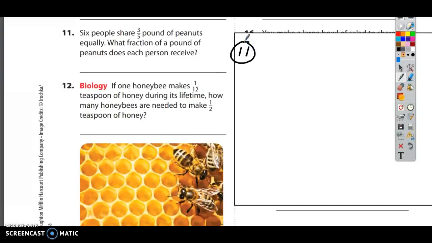Number 11 reads, 6 people share 3/5 of a pound of peanuts equally. What fraction of a pound does each person receive? So we've got some peanuts being divided by people, and one conclusion you may have drawn from other problems is that the people would be the second term. It's always going to be the item, like the peanuts, that gets divided by the people. So it's going to be 3/5 divided by 6.